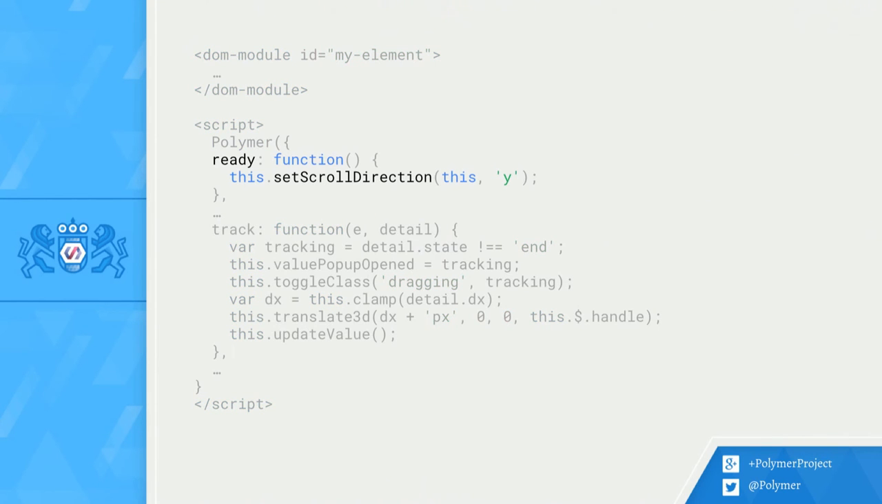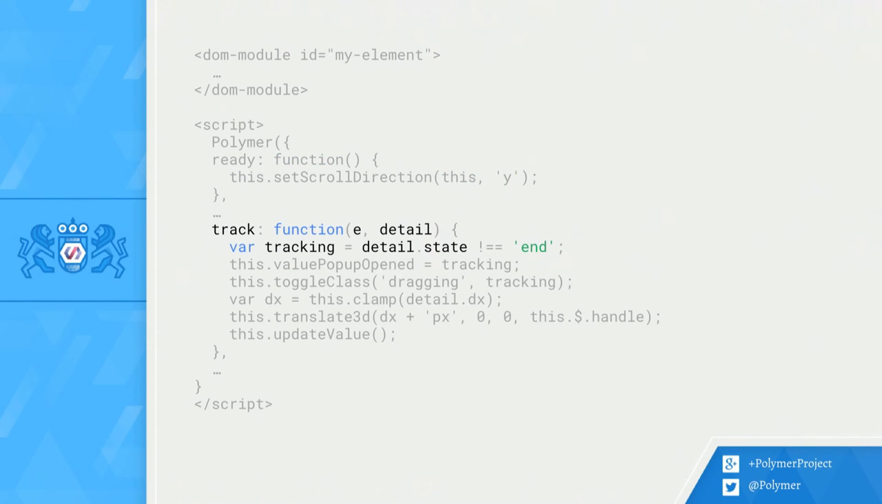So this part here needs a little bit of explanation. The set scroll direction function will set up some scroll locking behavior for us. And this means that by setting the scroll direction to Y, we can allow scrolling in the vertical axis while controlling the slider value in the horizontal axis. The scroll direction behavior is locked in on the first move to prevent both the scrolling and slider dragging from happening at the same time.